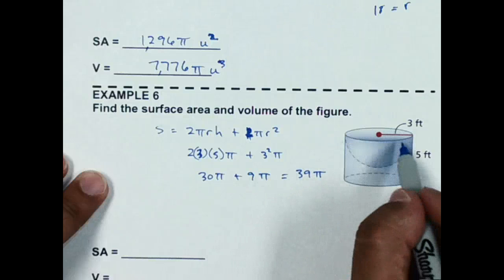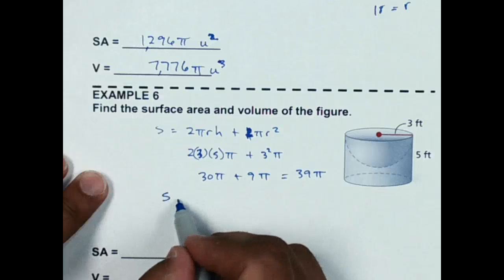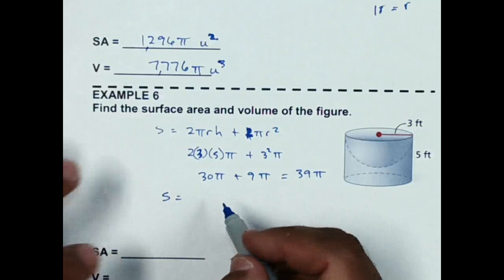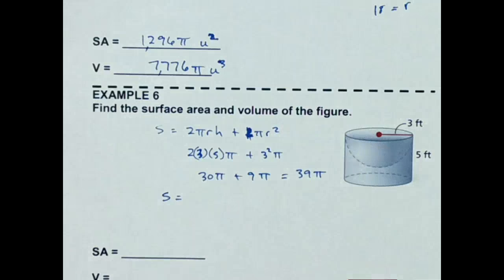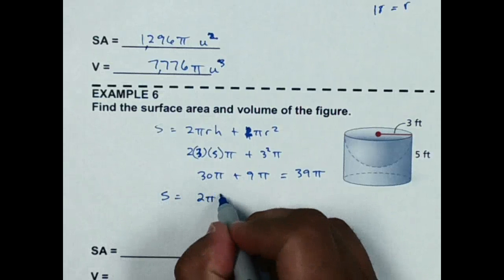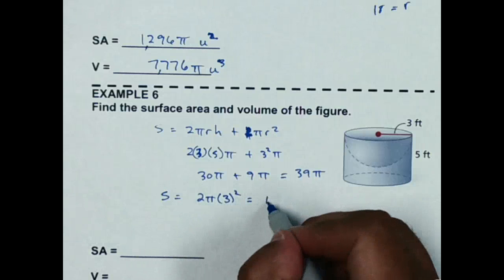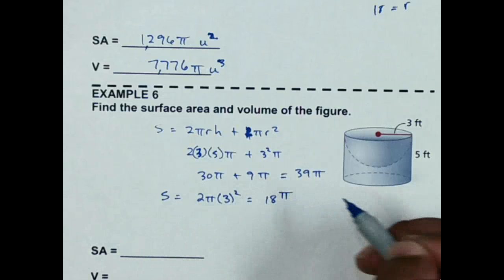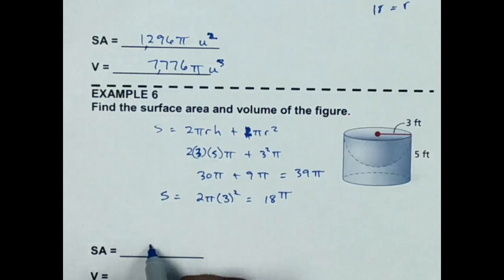And then I need to find the surface area of half of a sphere, excuse me. So I want to use 2 pi times radius squared, which is going to come out to be 18 pi. So for my surface area, that's going to be 39 pi plus 18 pi, which is 57 pi units squared.